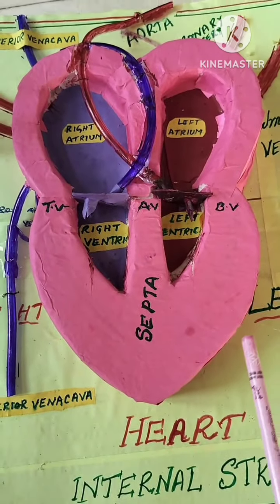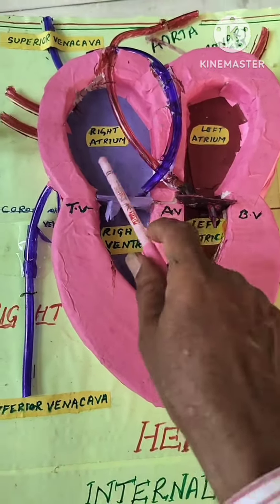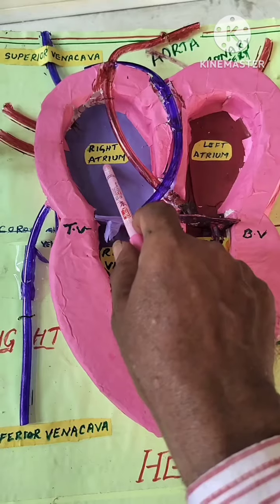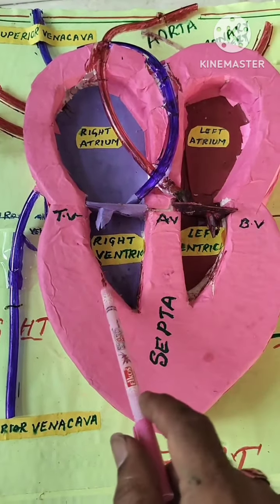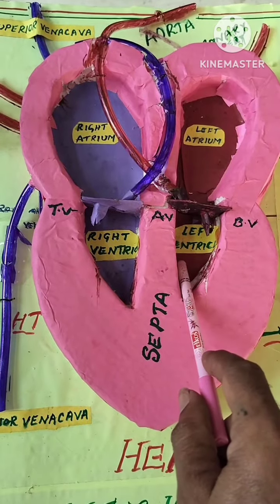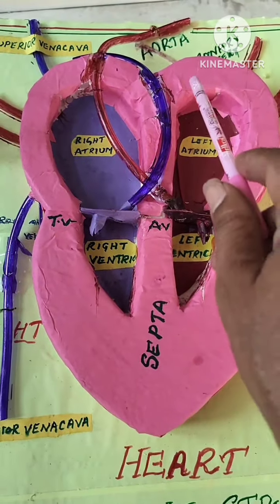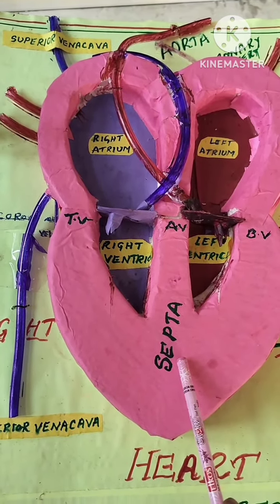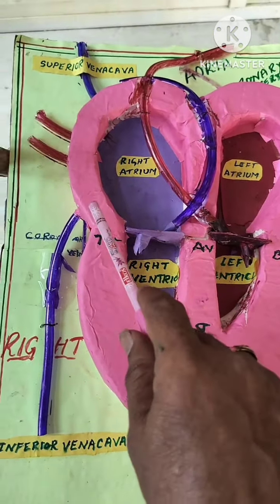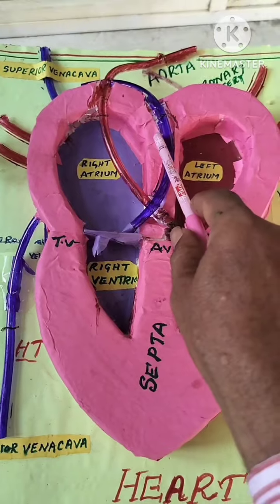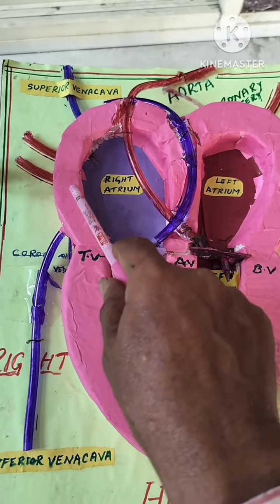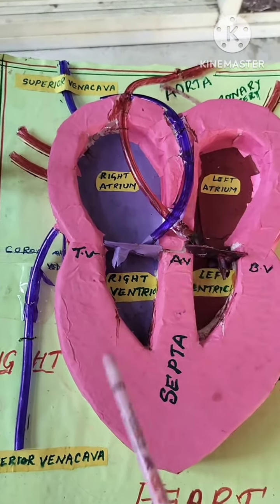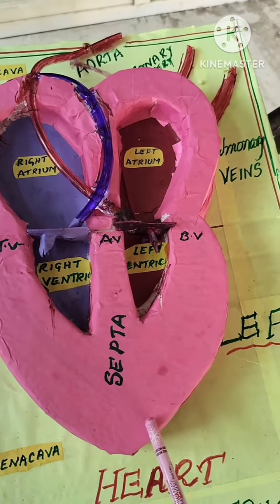Dear students, if you observe the internal structure of the human heart, there are four chambers: right atrium, left atrium, right ventricle, left ventricle. These atria and ventricles are separated by septa. If you observe the walls of the chambers, the atria chambers are thinner when compared with the ventricle chambers.